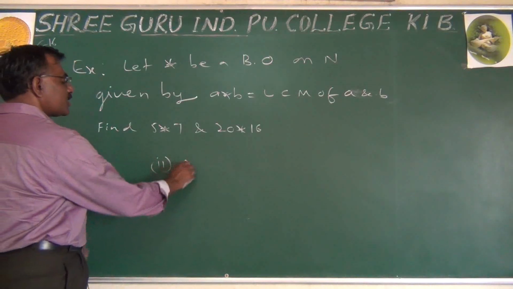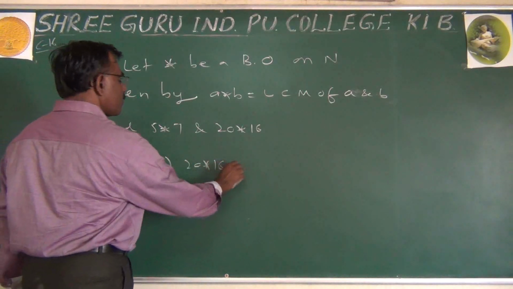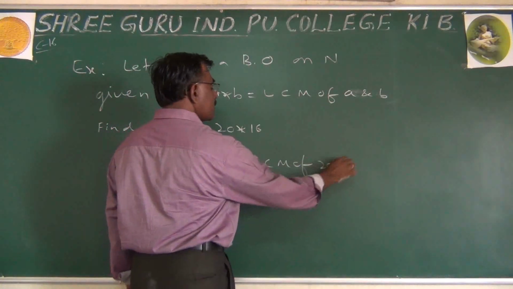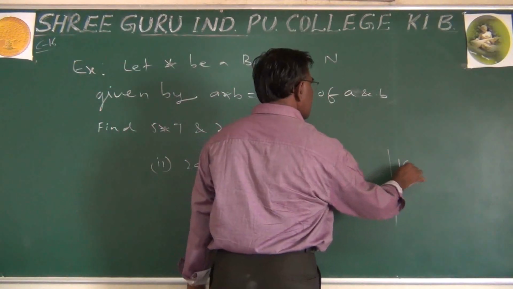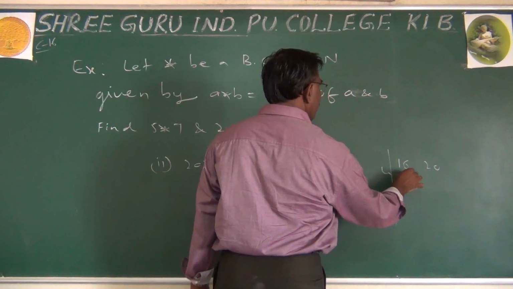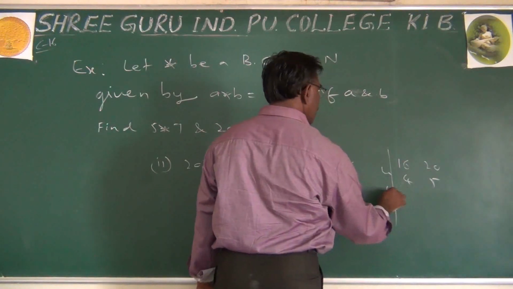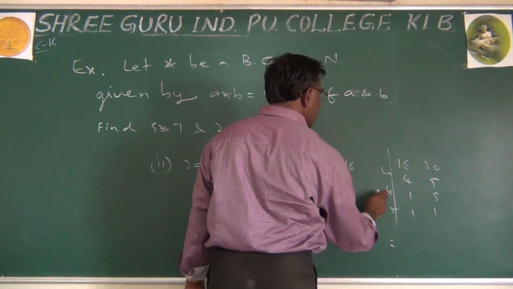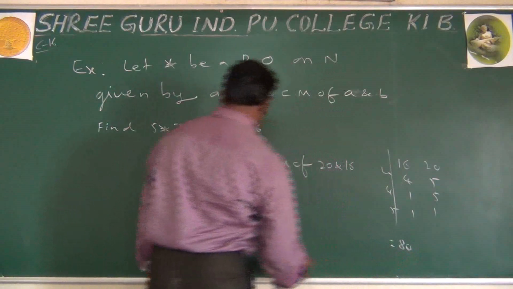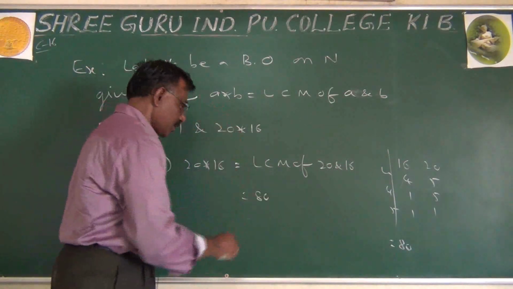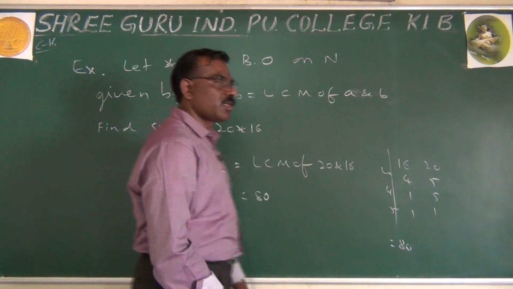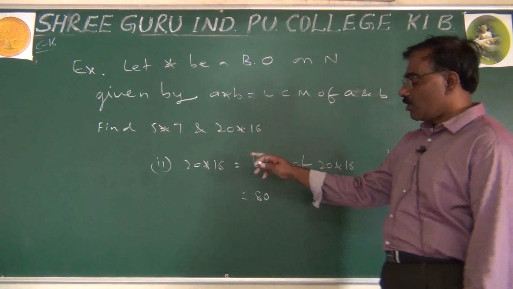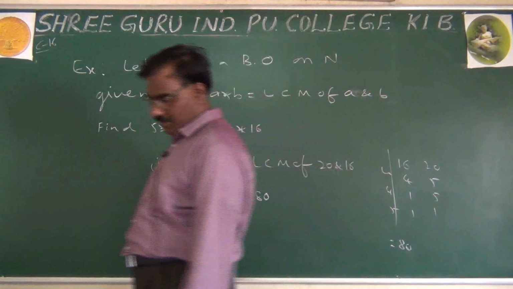So what about 20 and 16? The second problem is 20 star 16 equals LCM of 20 and 16. Rough work: 20, 4, 4, 5, 4, 1, 4, 5, 5, 1. So I think it is 80. 80 is the answer. Okay? What is 20 star 16? 80.